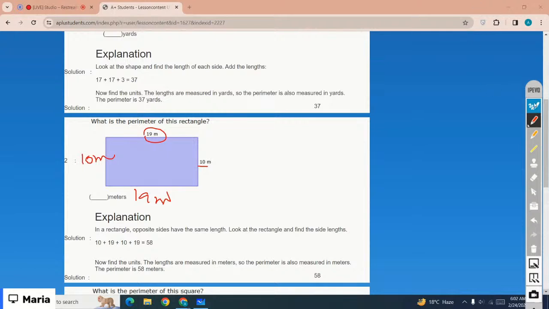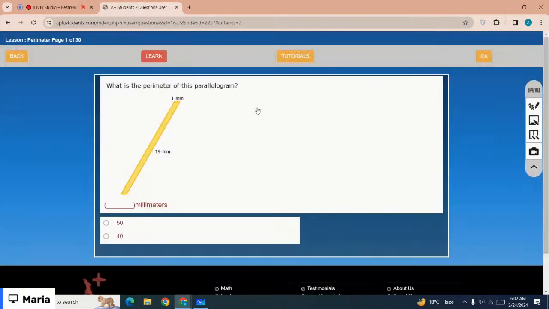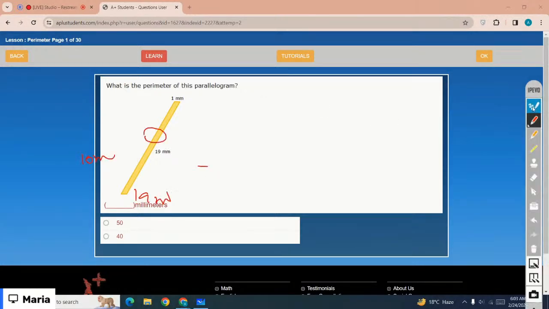Let's just start with the test questions. Okay, what is the perimeter of this parallelogram? So you are given a parallelogram, you need to calculate the perimeter. So perimeter is the sum of the side lengths, right? This is 19, then this is 19, this is 1, and this is 1, because in the parallelogram the opposite sides are equal in measurement. So 19 plus 19 plus 1 plus 1. So which is the correct option? 19 plus 19 is 38 and 38 plus 2 is 40. So the correct option is 40 millimeters. Got it?